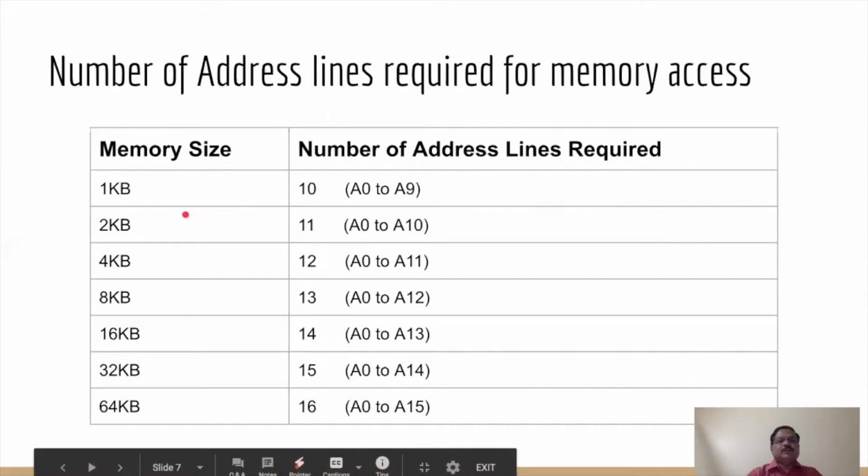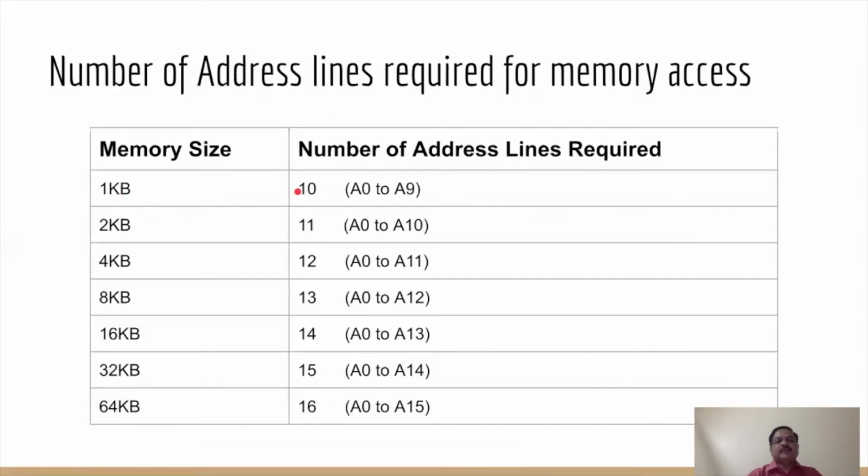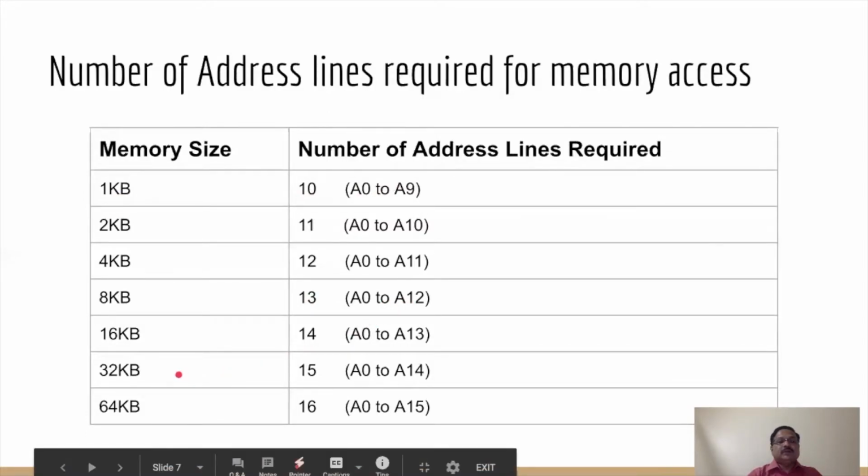Say if it is 1 kilobyte of memory size, then you need a total of 10 address lines, A0 to A9, to access that 1 KB. Similarly, for 8 kilobytes of RAM, you need 13 address lines, A0 to A12. If it is a 32 KB ROM, you need 15 address lines, A0 to A14.